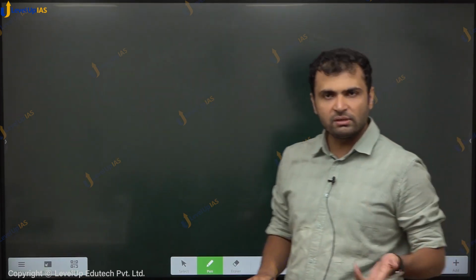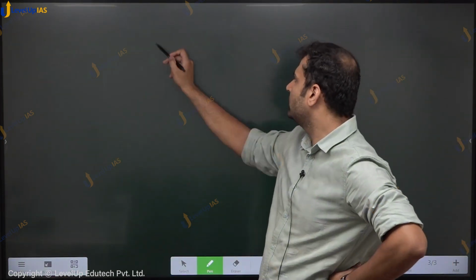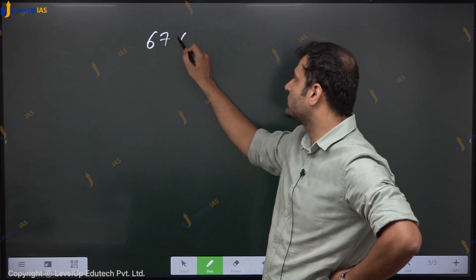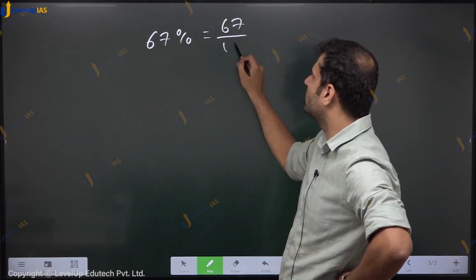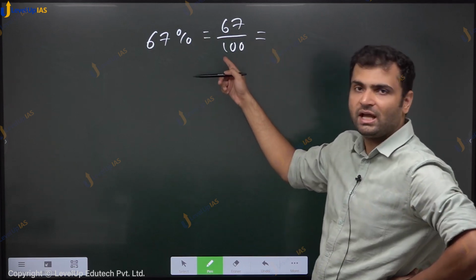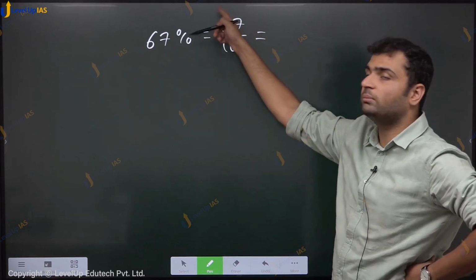Very simple, similar to what we did for fractions. For example, what is 67% in decimals? 67% is nothing but 67 by 100. और 100 से divide करते time, what we do? Just 2 decimal points to the left.